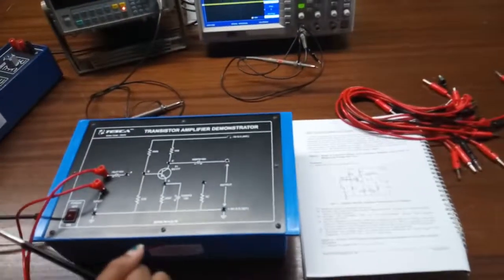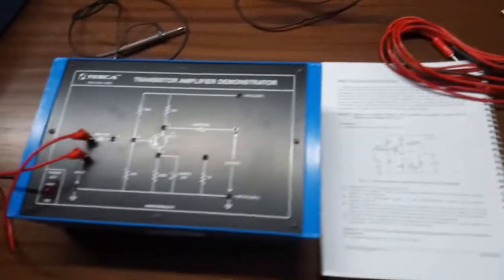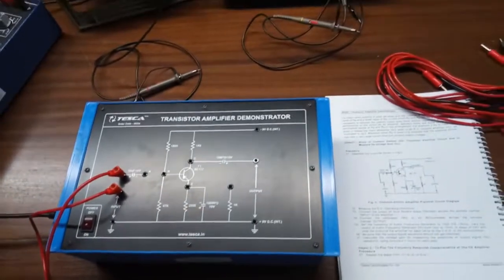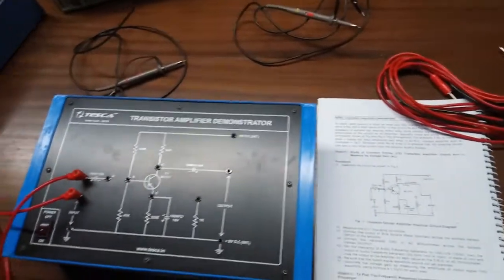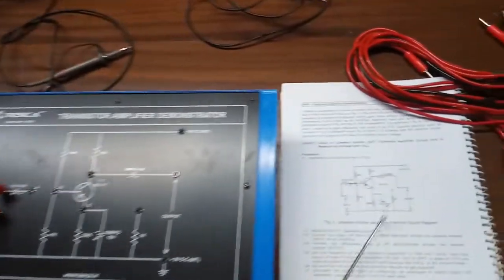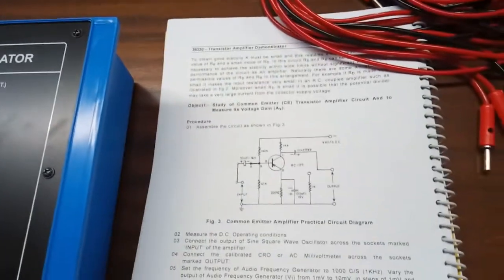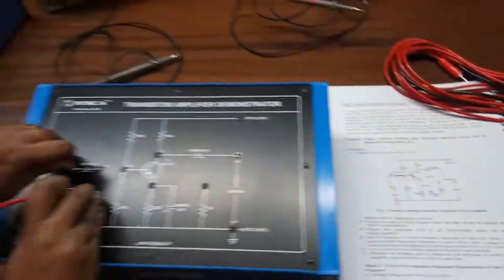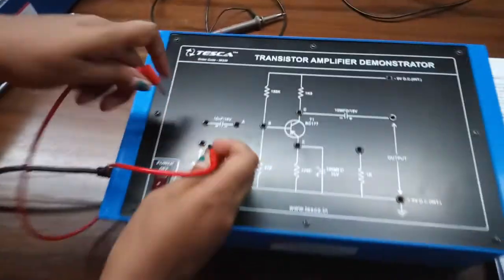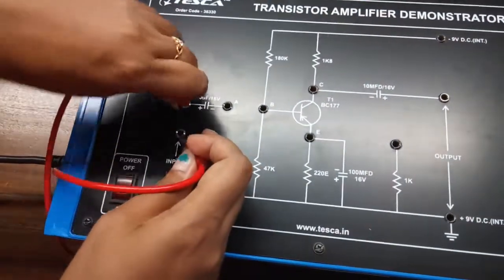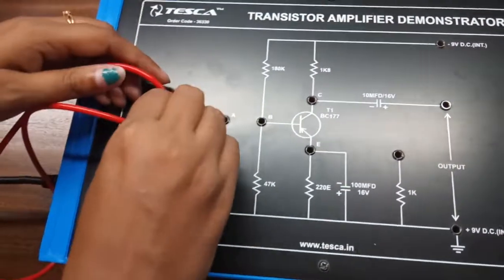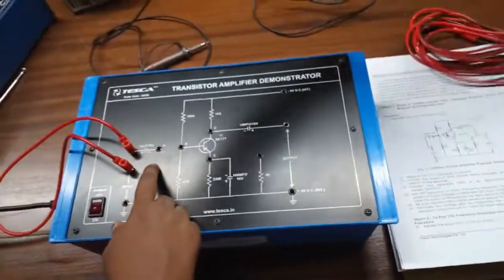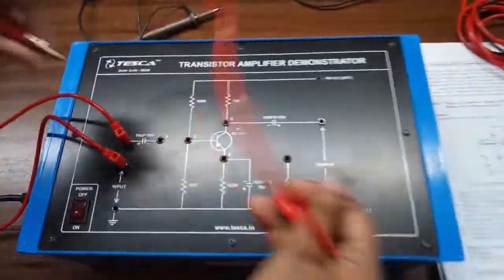Our first experiment is the study of CE transistor amplifier circuit and to measure its voltage gain. For this, we are going to build this circuit diagram here. So first connect these two terminals here, and then we will connect A to B like this.